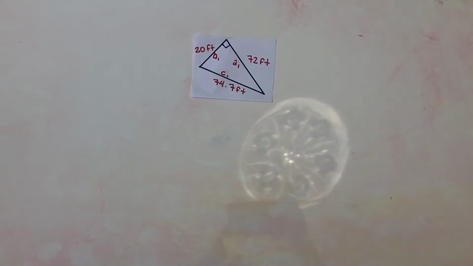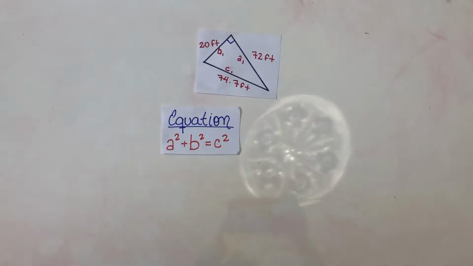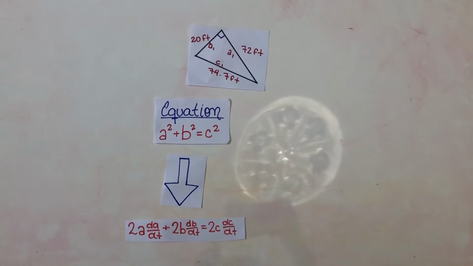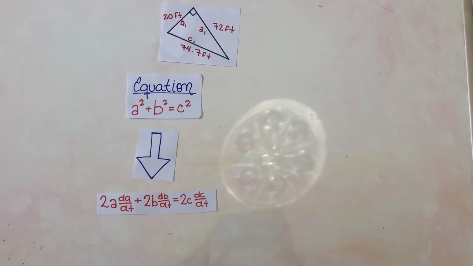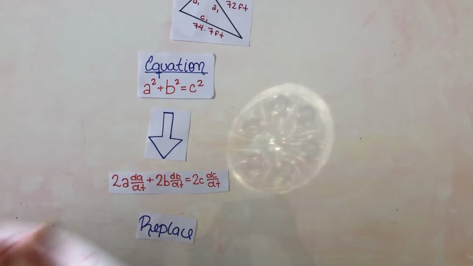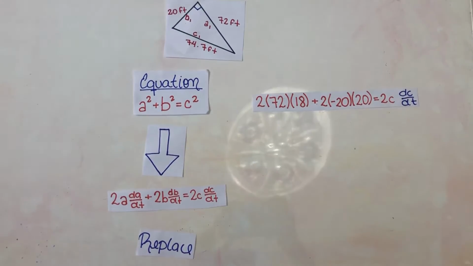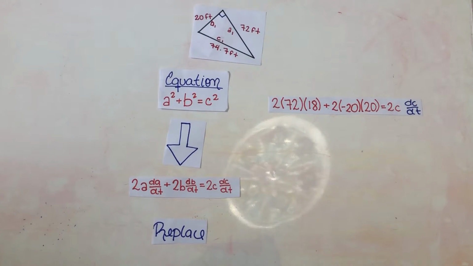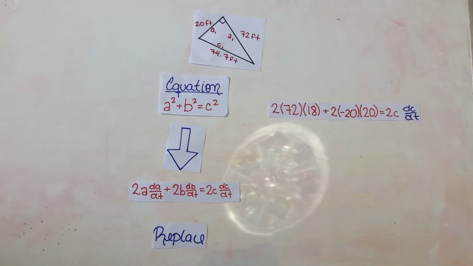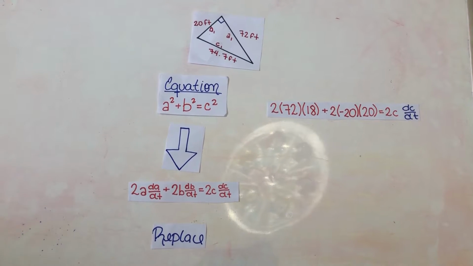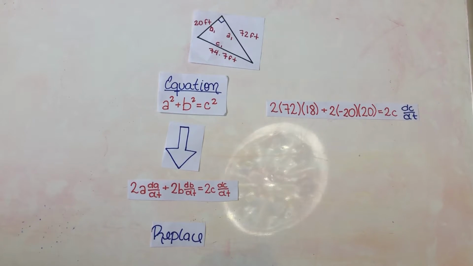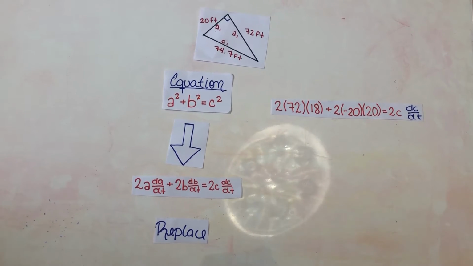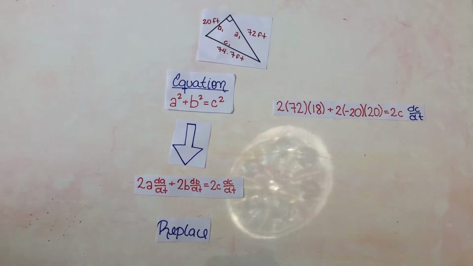First, we find an equation that relates all the variables. Then, we find the derivative of this equation. After it, we replace, and here's our formula. We replace the givens in the formula: 2 times 72, which is A1, times 18, that is the rate, plus 2 times negative 20, because the runner is running downwards, times 20, that is the distance, is equal to 2C times dC/dt.